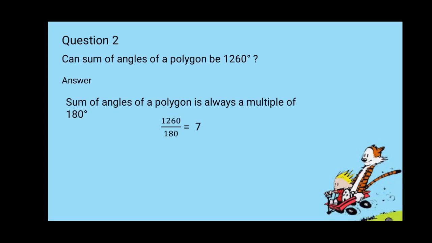That is, 1260 is a multiple of 180. So the sum of angles of a polygon can be 1260 degree.